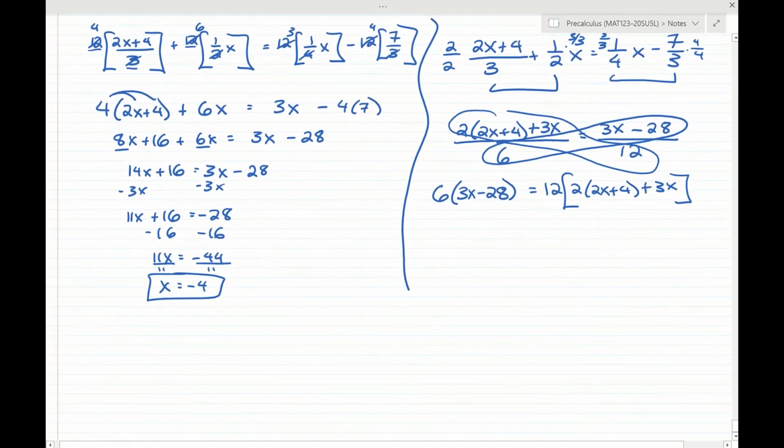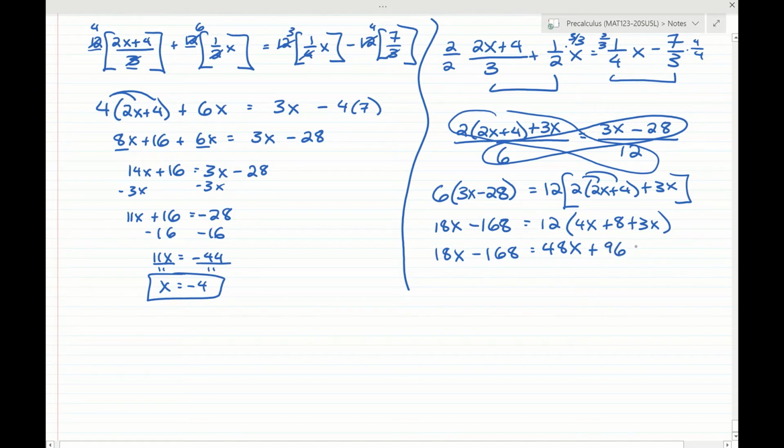All right, so let's finish this up. This would be 18x minus 6 times 28 is 168 is equal to 12 times, this would be 4x plus 8. Now we have the 3x. So finish up here. This would be 48x plus 12 times 8 is 96. Plus 12 times 3 is 36x.